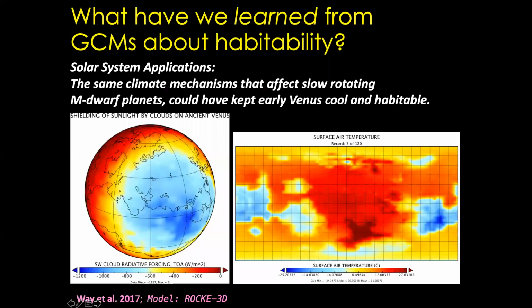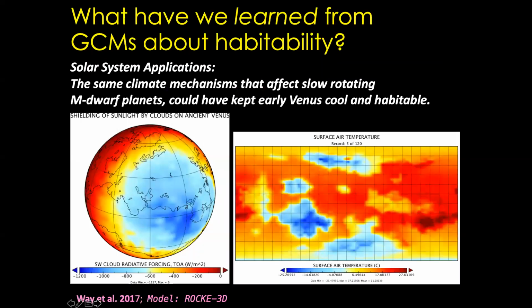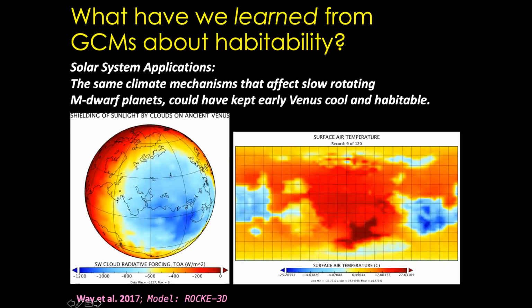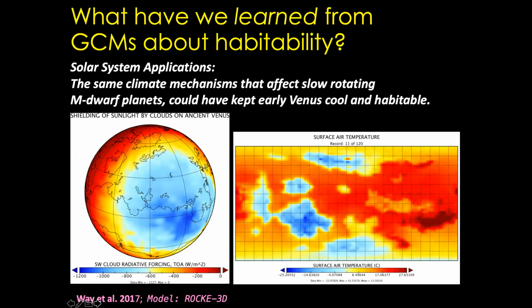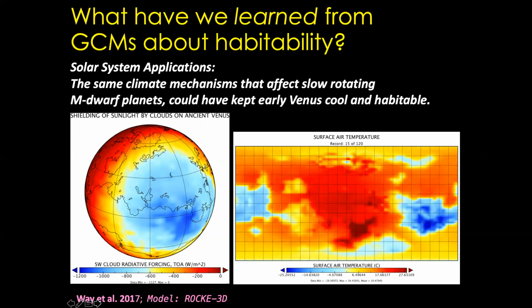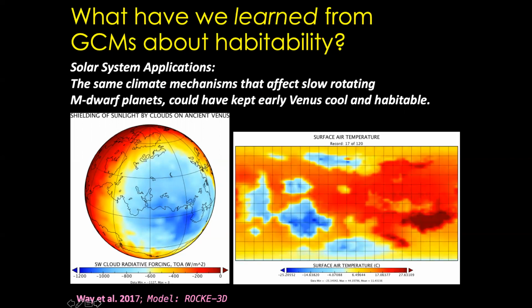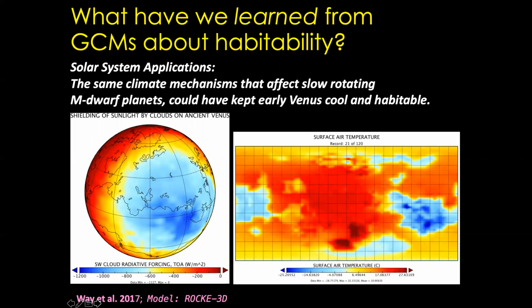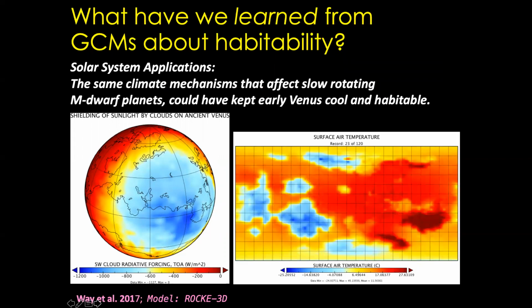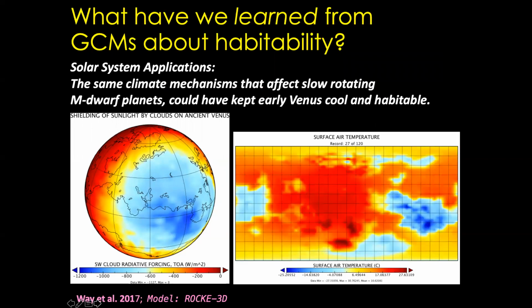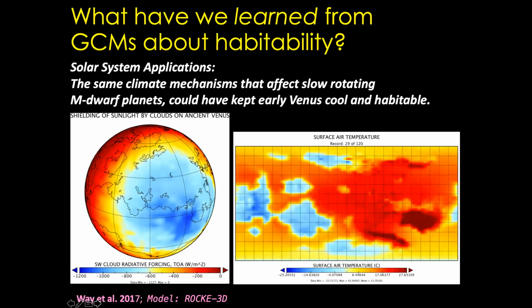So we've also learned a lot about solar system applications for habitability. The same mechanisms that affect slow rotating planets around M dwarf stars could also be applied to Venus. It's been shown here with the ROCKE-3D model again that ancient Venus, if it had the same rotation rate as it does today, could actually have been habitable. Why? Well, the same mechanism that we see from M dwarfs.